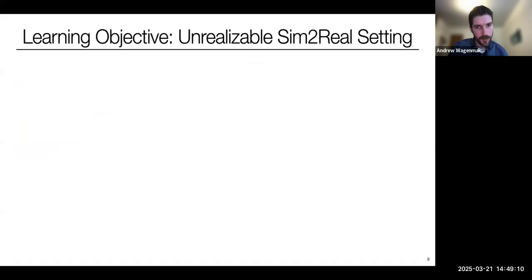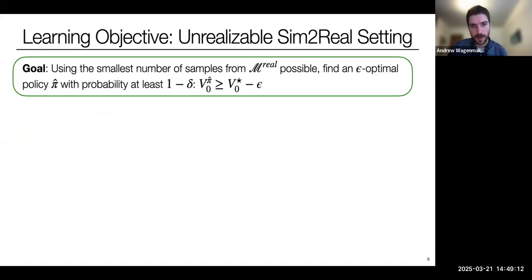Okay, so in this setting, our goal will simply be the PAC RL objective. Learn a policy in M real that is epsilon optimal in M real with probability 1 minus delta, and do this by using the smallest number of samples from M real possible. Okay, we want to maximize the reward in real, and we want to do this by using as few samples from real as possible.